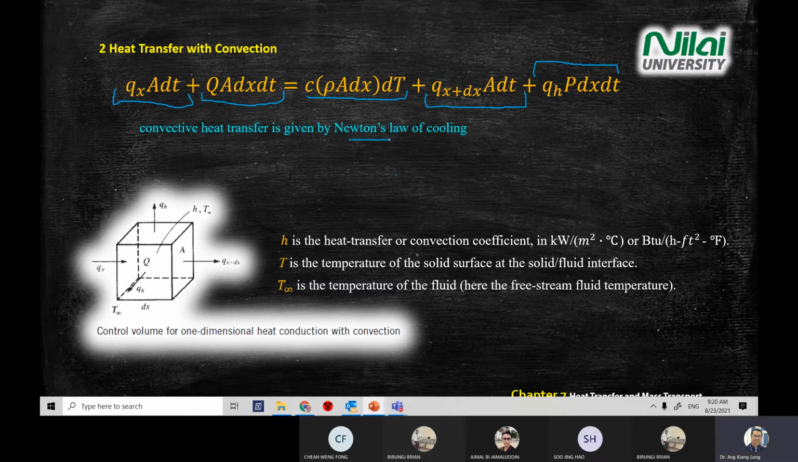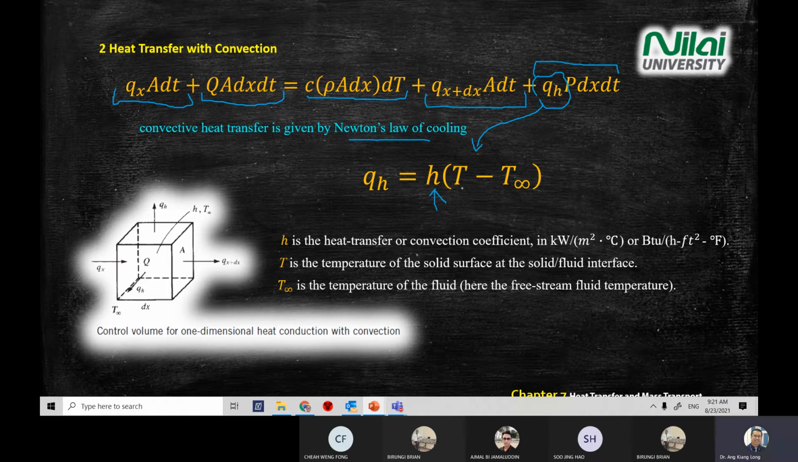Now you expand the equation a little bit, and we apply Newton's law of cooling to the equation. How do we calculate the QH parameter? QH is given by this equation: QH equals H times the temperature difference. What is H? H is the coefficient for convection. So how do you find the H value? Also in the material table, there is a parameter for convection. We are using SI units, kilowatt over meter squared dot degree Celsius.